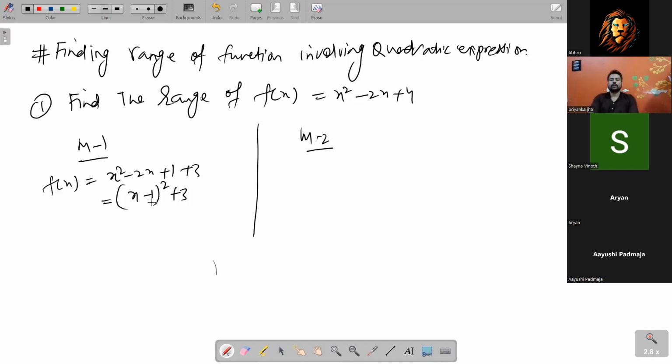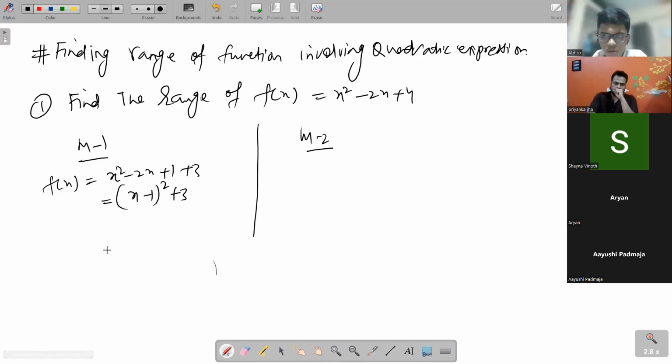Now you can see that x can take any value. We are defining the range for all values of x. See, (x minus 1) whole square is always greater than or equal to 0, because the square of anything is always positive. The minimum value of a square will be 0.